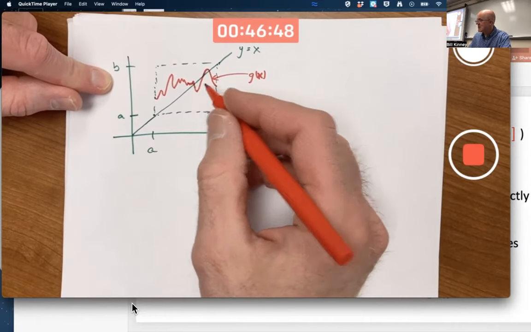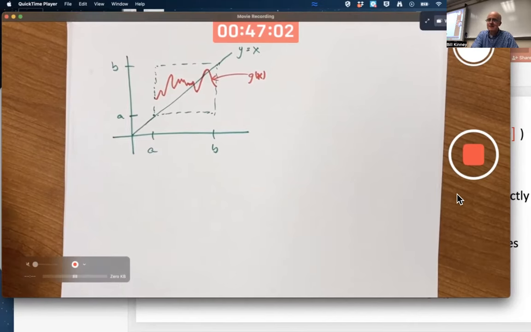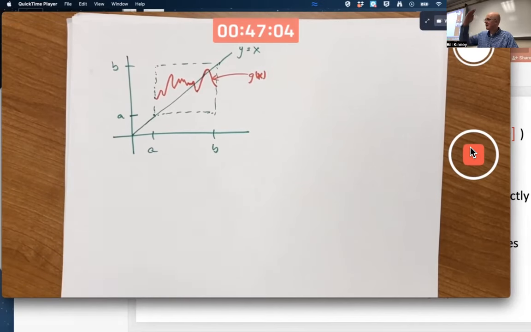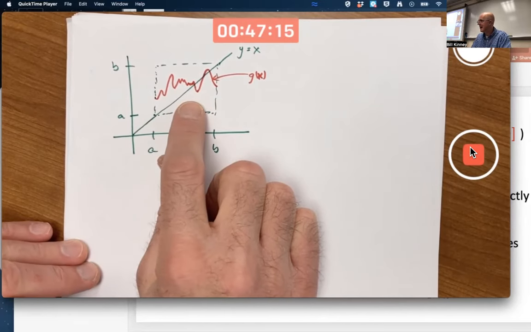Okay, it should feel, because of the picture, like probably an application of the intermediate value theorem. But the intermediate value theorem doesn't talk about crossing diagonal lines. It talks about crossing horizontal lines. So the main issue of the proof is, how do you convert crossing a diagonal line to crossing a horizontal line?